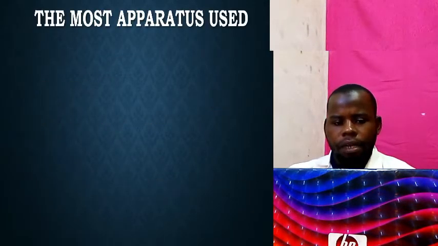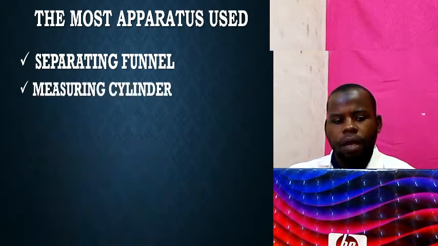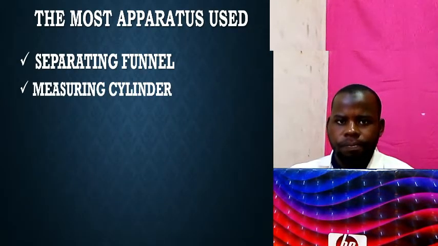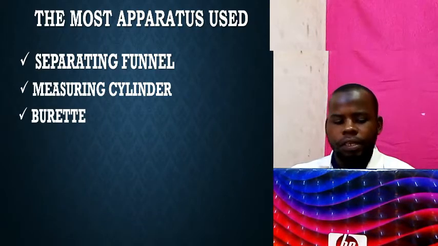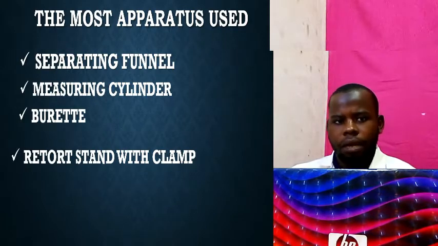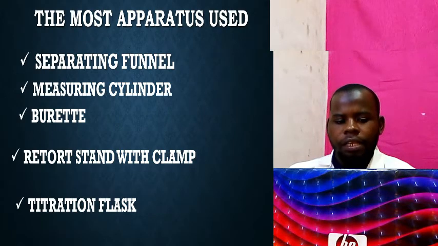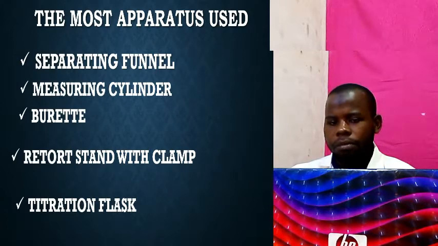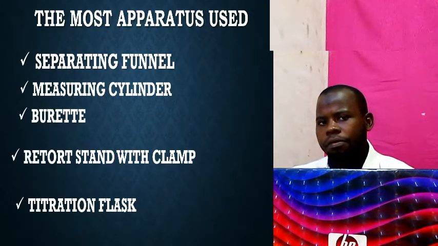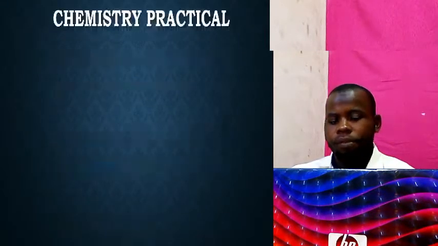The apparatus most used are a separating funnel, a measuring cylinder, a burette and a stand. In addition, you can have a pipette. Another is a titration flask or conical flask to perform titration, because a partition experiment involves the titration procedure. That's how you find the concentration.